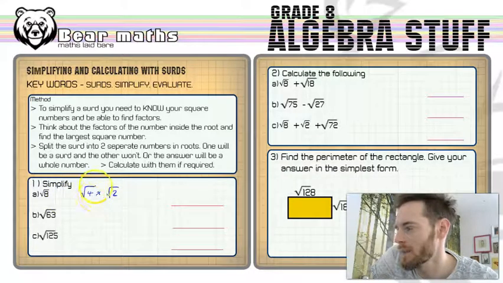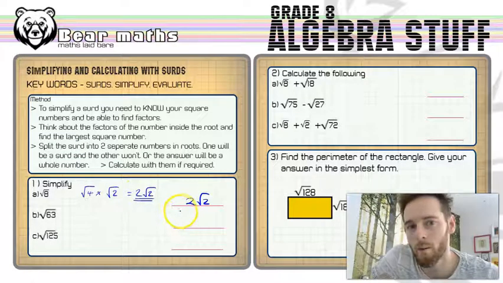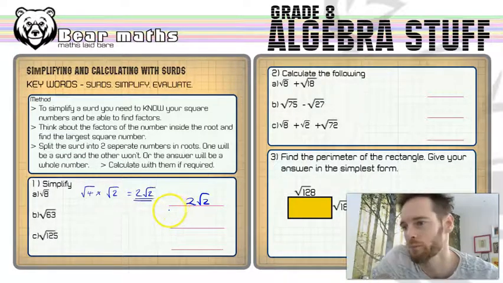So root 4 is actually not a surd, it is just the number 2, okay? And 2 multiplies by root 2, which we don't write the multiplication symbol because we're still in the world of algebra. And therefore that is our answer, 2 root 2. It's a very common one that people get to just remember. Root 8 turns into 2 root 2.